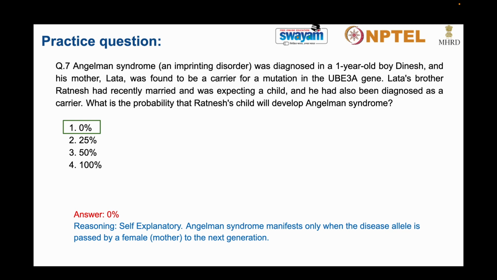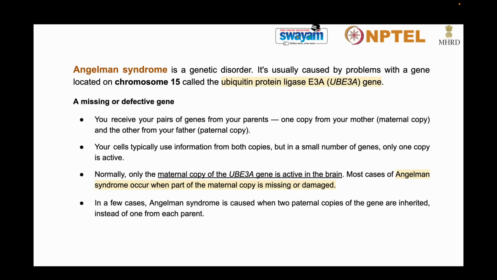But if, for example, the father passes this on to his daughter, the daughter will be a carrier. If that daughter further marries someone and gives rise to offspring, then that offspring will be affected. So you must keep in mind that it manifests only when it is passed by the female, but it doesn't mean that the male won't pass it. Okay, so now let's look into the details.